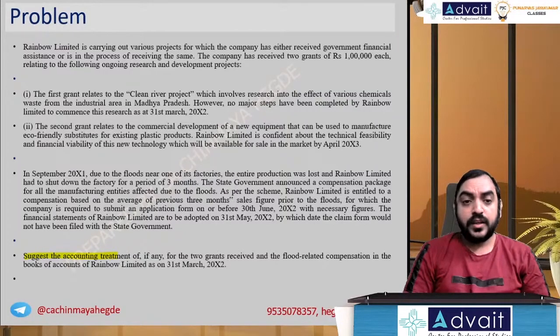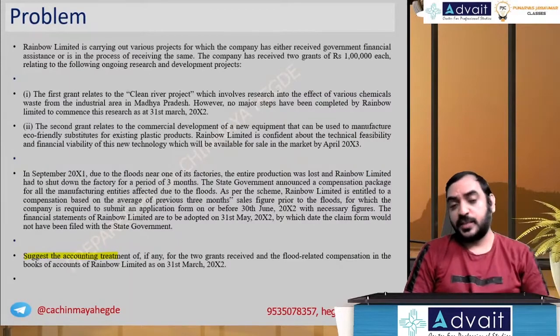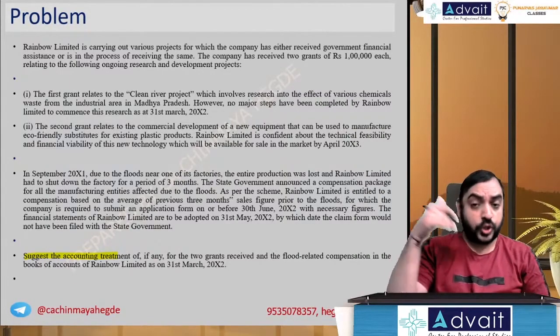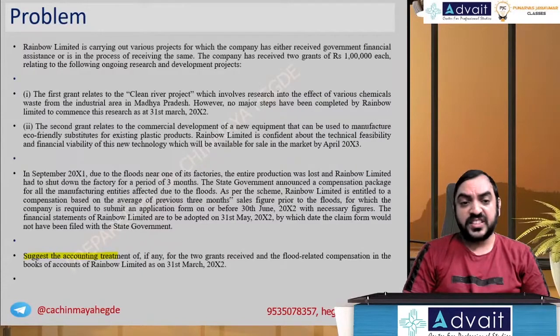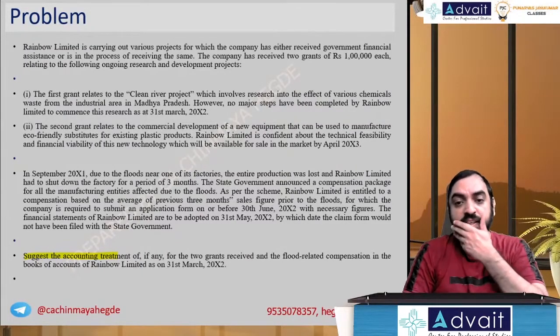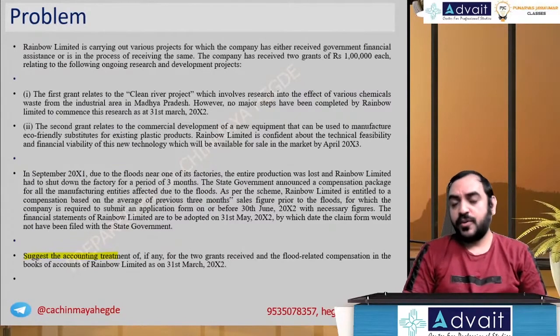So, second grant relates to commercial development of new development that can be used to manufacture eco-friendly substitute for existing plastic products. Rainbow is confident about the technical feasibility and the financial viability of the new technology, which will be available for sale by April 2003.